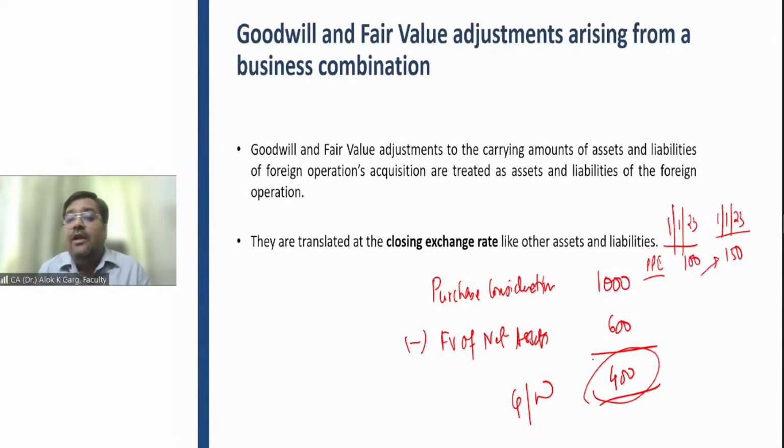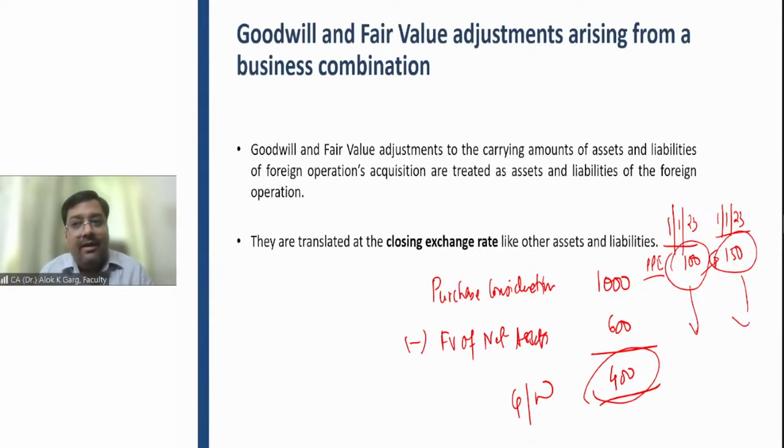So you will have goodwill, and assets and liabilities on the basis of fair value. Ind AS 21 says that goodwill is an asset. So you have to treat this goodwill as a normal asset and convert it at the closing rate. Fair value adjustments to the carrying amount of assets and liabilities are also treated as normal assets. मतलब अगर 100 रुपीस का पीपी था तो भी आप क्लोजिंग रेट पे कर रहे थे, 150 है इसको भी आप क्लोजिंग रेट पे करोगे, as simple as that, right?